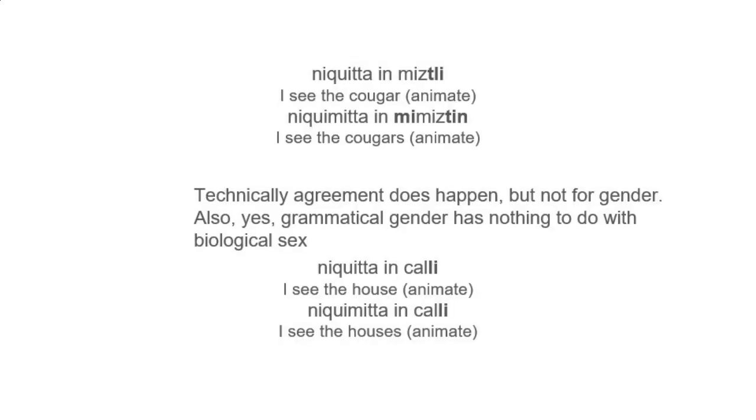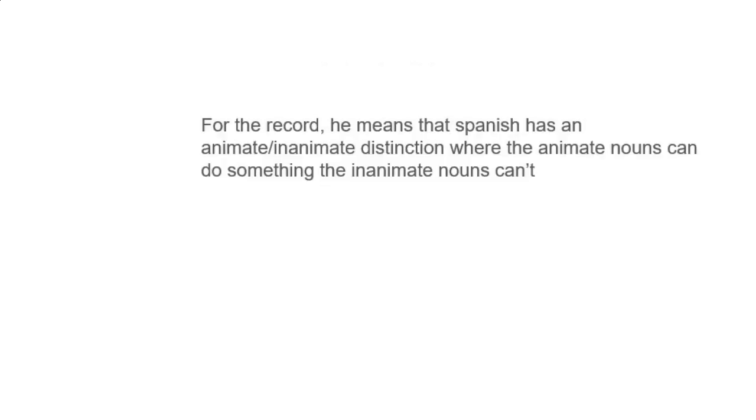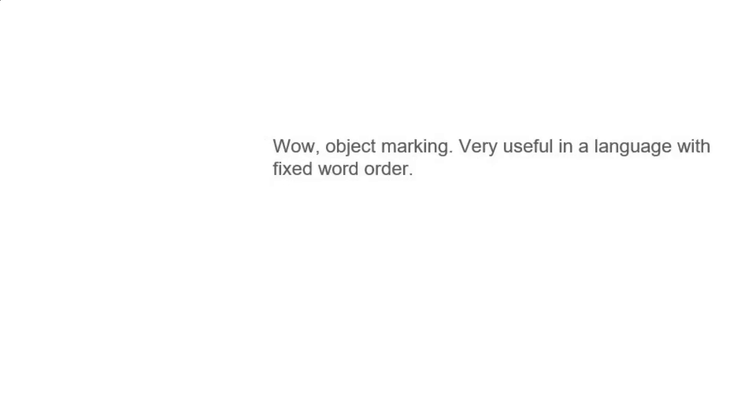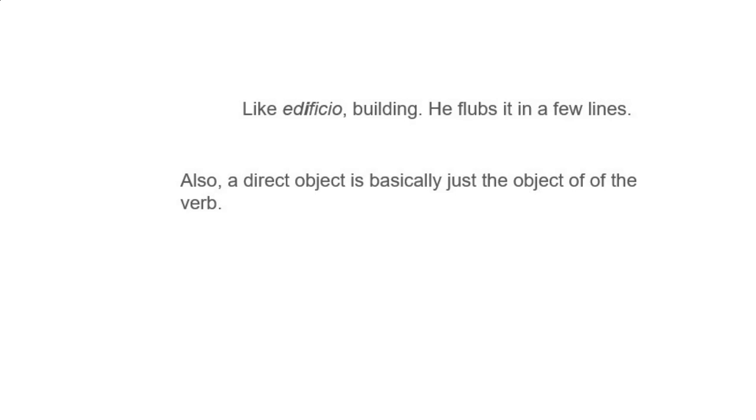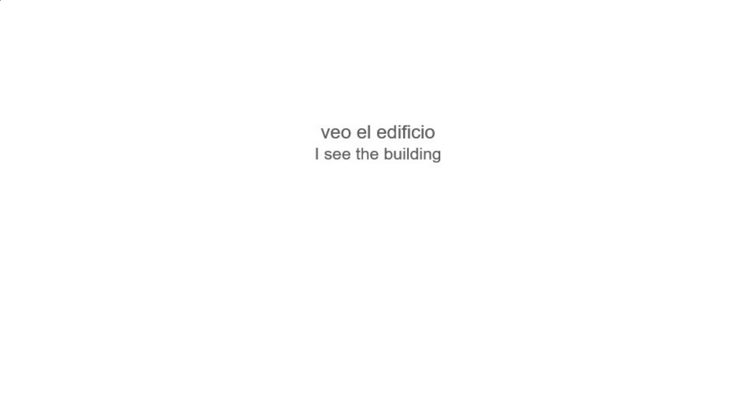Meanwhile, in Nahuatl, no agreement happens, but inanimate nouns cannot take the plural marking that animate nouns can. What Nahuatl does is actually not dissimilar to what Spanish does, though Spanish animate and inanimate nouns differ in object marking. You see, in Spanish, when an inanimate noun is a direct object, it can follow the verb with no additional marking. I see the building, veo el edificio.